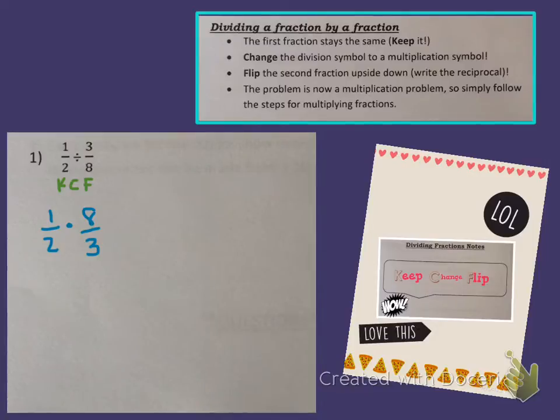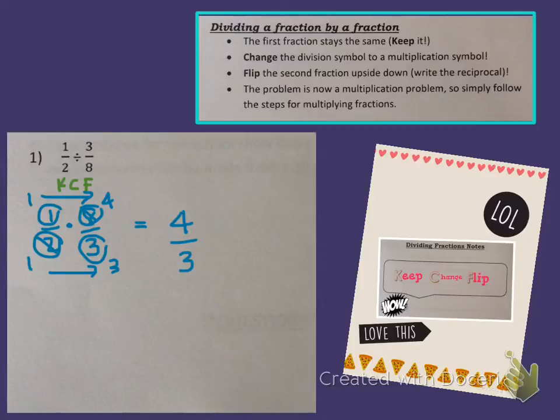The problem is now a multiplication problem, so we simply have to follow the steps for multiplying fractions, meaning we're going to check the diagonal pairs to see if they can be simplified. So I have 1 and 3. They're as simplified as they get. And then I have 2 and 8. Well, 2 can go into 2 one time, and 2 can go into 8 4 times. So now I'm going to multiply straight across, and I get 4/3.